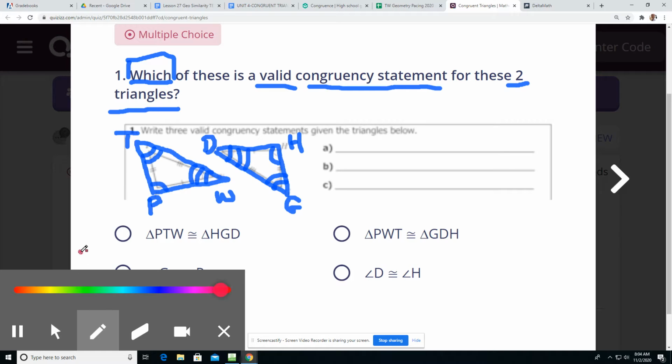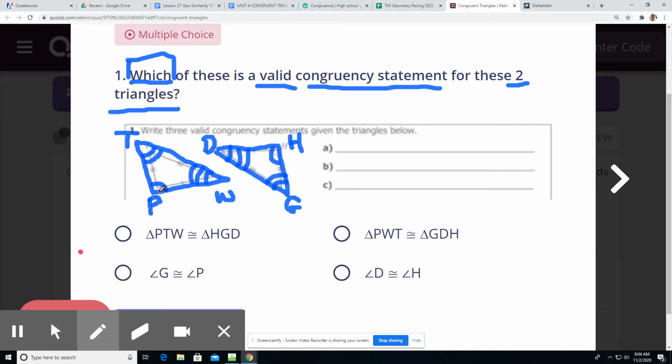Okay, so the first one is a mapping. Is this mapping true? P to T to W. So 1 dash, 2 dashes, 3 dashes. Is that the same as HGD? H, 1 dash, G, 2 dashes, D, 3 dashes. So this one's true. That one's okay.